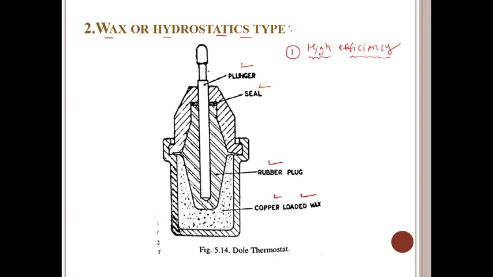This type of thermostat is used in JCB machines; it is very generally used. We know the JCB machines. So what is the purpose of cooling the engines? We know the purpose of cooling engines. This is the big question, right?